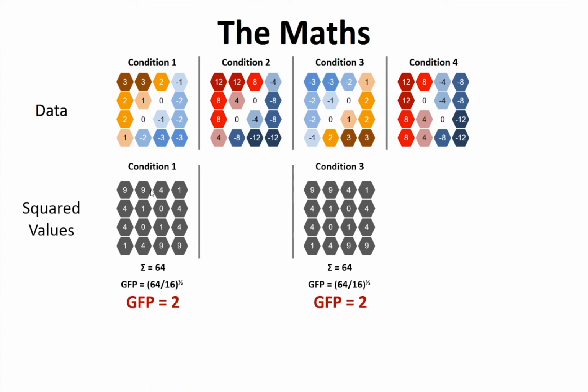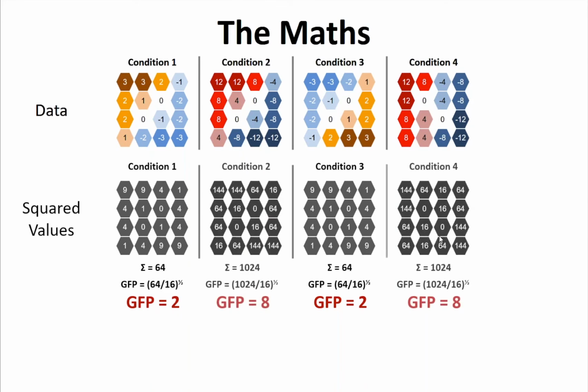So again, the maths aren't complicated. I tried to pick numbers that work out quite well and easily for today's purposes. And for conditions 1 and 3, what you'll find is that the sum of all of the squared values is 64. 64 divided by 16, of course, is 4. The square root of 4 is 2. So for both condition 1 and condition 3, the global field power is identical. All the numbers are the same. Their distribution in space is different.